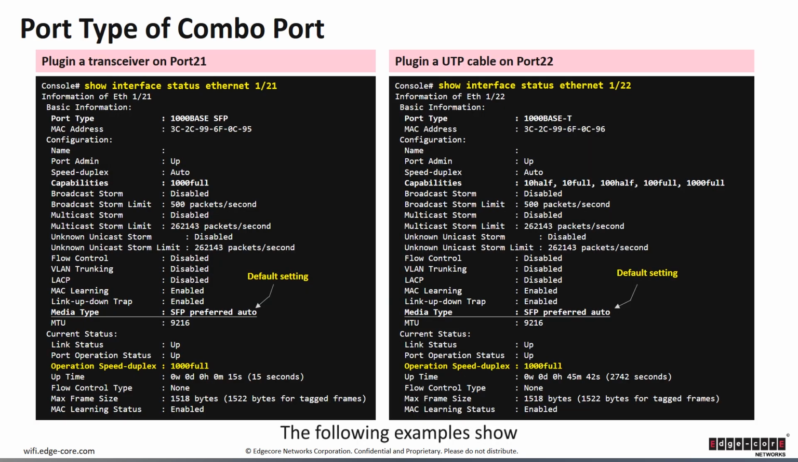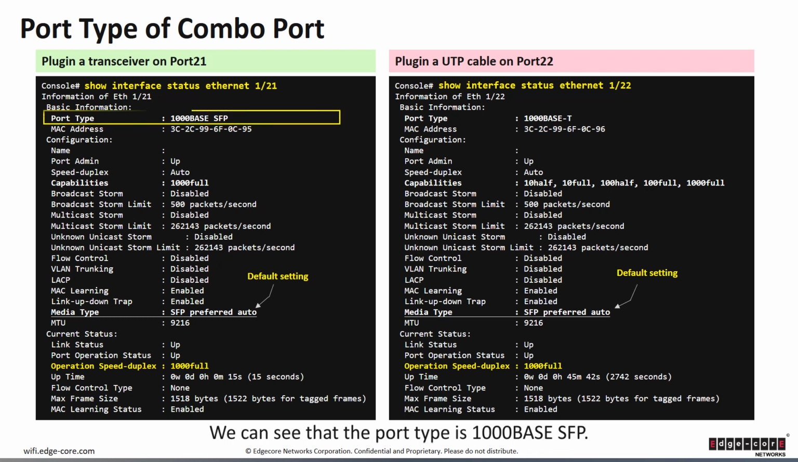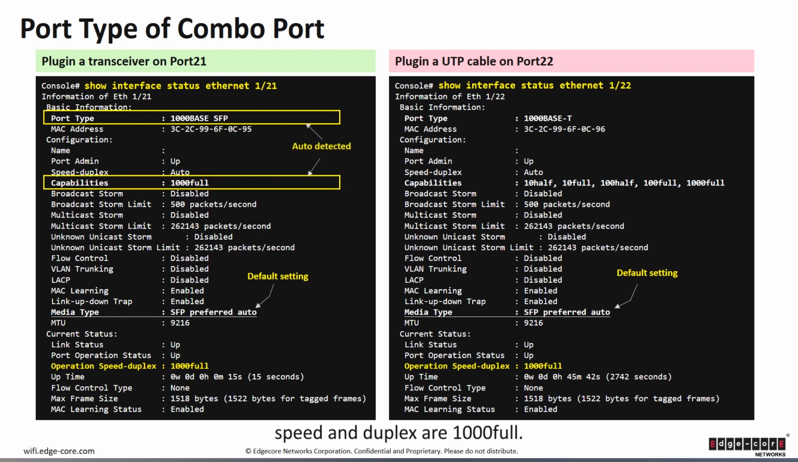The following examples show the status of 2 combo ports on the switch. On port 21, we plug in a transceiver and use the command show interface status ethernet to check the status. We can see that the port type is 1000Base-SFP, the capability is 1000 full only, and the operation speed and duplex are 1000 full.